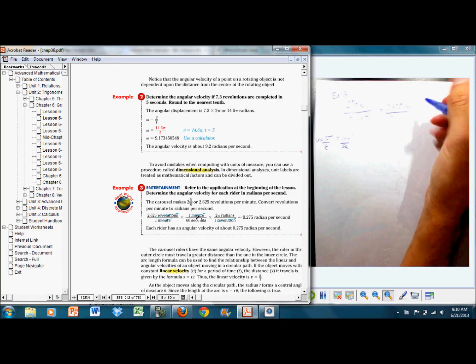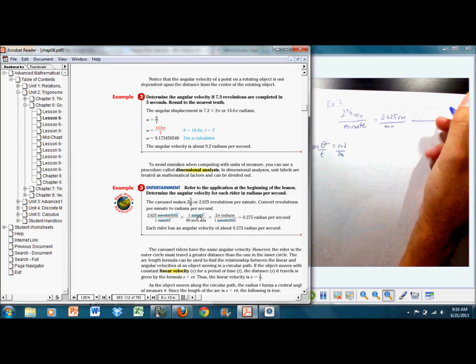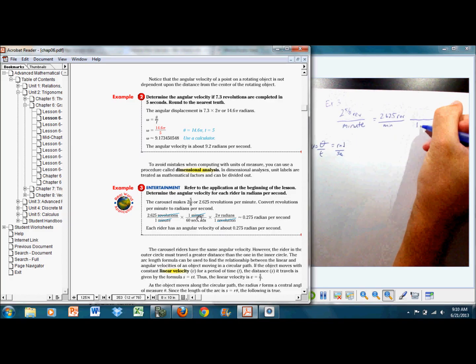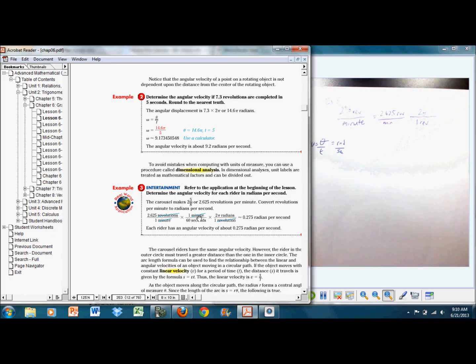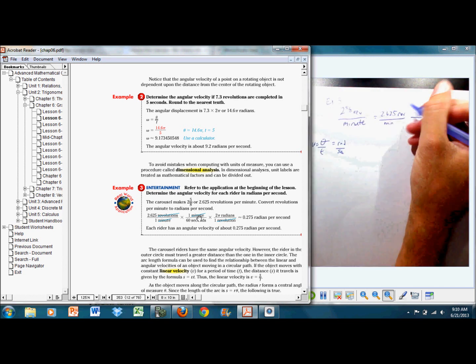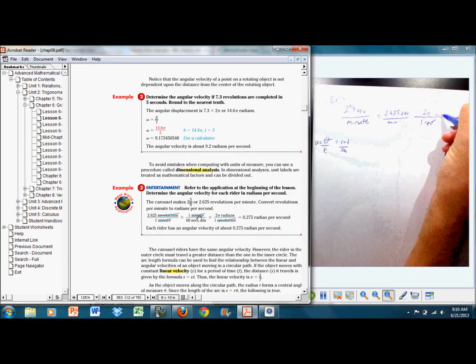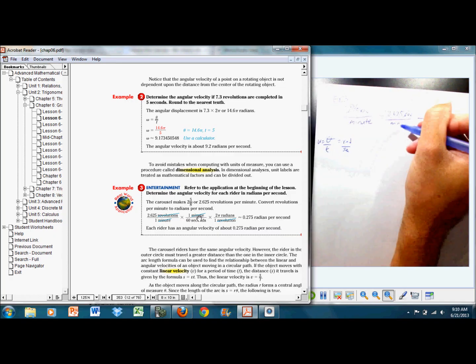So for every 1 revolution, there's 2 pi radians. Now we cancel out revolutions. We have radians up here. We want to get rid of minutes.